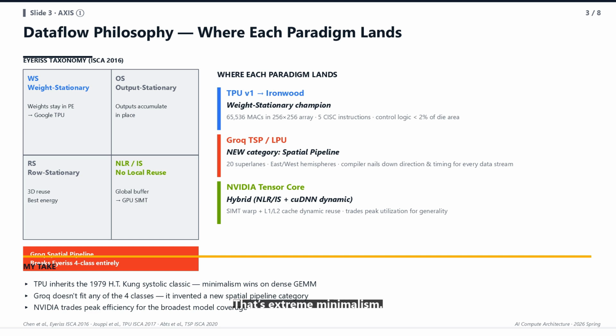That's extreme minimalism. GPU lands in the NLR or IS region, relying on L1 and L2 cache for dynamic reuse. Very flexible, but utilization suffers.